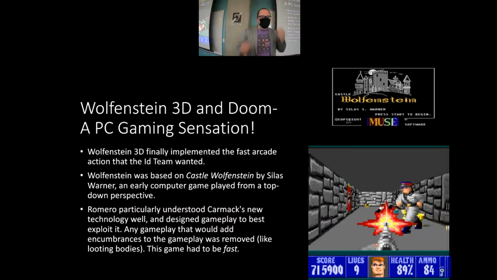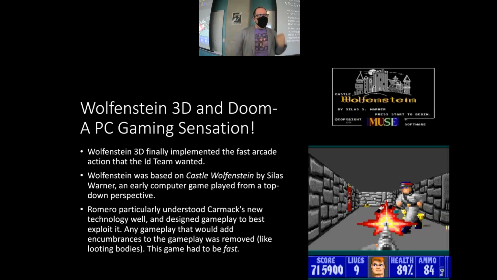But really, Wolfenstein 3D was the first true FPS game, and it was based on a previously released game. You might think of it as a licensed IP game, except instead of a movie or a TV show, it's an older game: Castle Wolfenstein, an early 80s top-down game that they really liked and thought would be cool to convert into a first-person game.